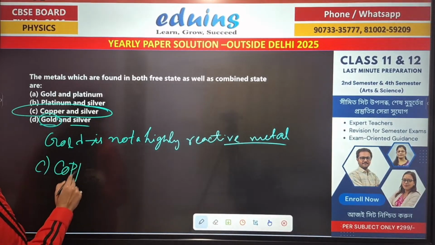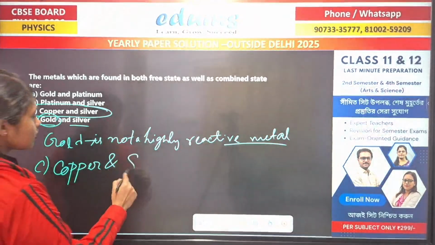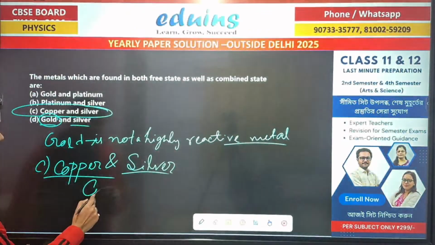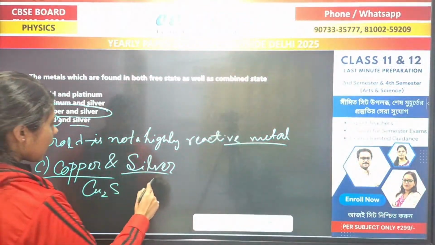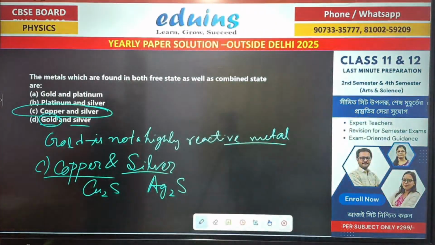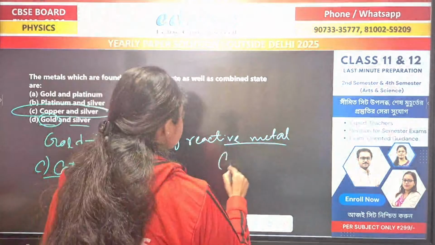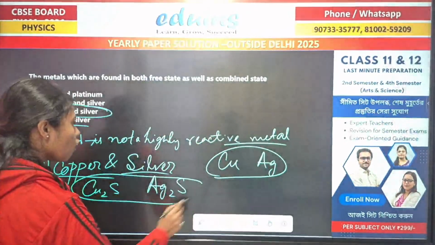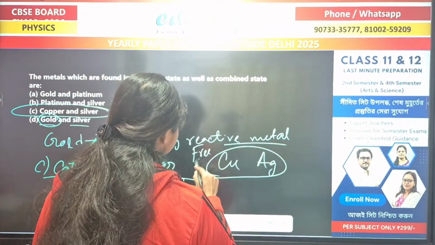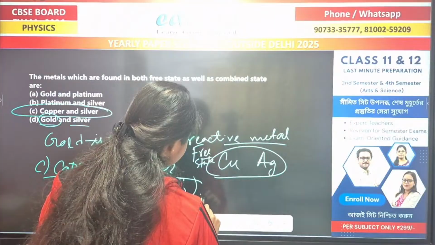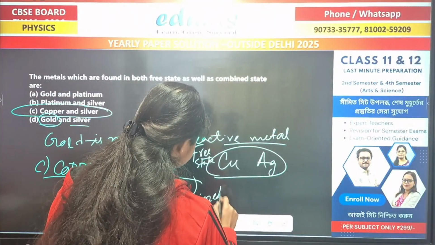Okay. This is the right answer. You can get it like Cu2S and Ag2S, CuSO4, Ag2SO4, and also in the form of Cu and Ag. So we can get both the states. One is free state and one is combined state with sulfur or SO4.